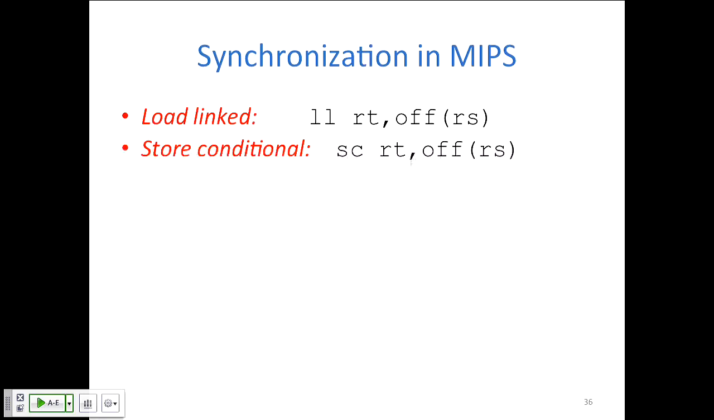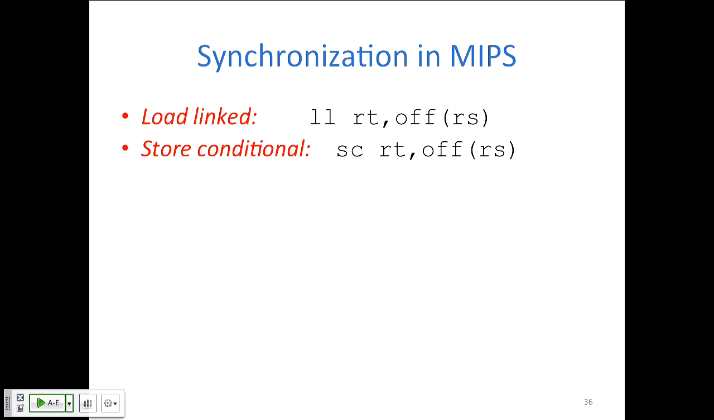So the way that MIPS does it is a technique called load link store conditional. And these are two new instructions you add to the instruction set. A load link is kind of like a load, but it kind of puts a reservation on the address. Store conditional is kind of like a store, but it's conditional: the store only succeeds if nobody else touched that location in the meantime. Okay, so we'll go through how this works.